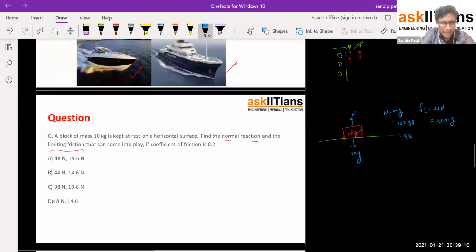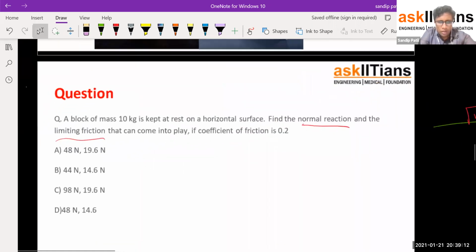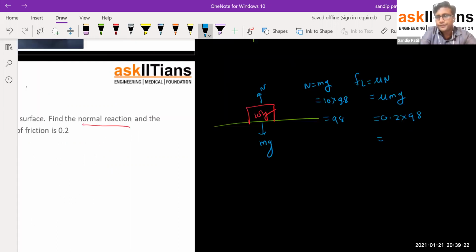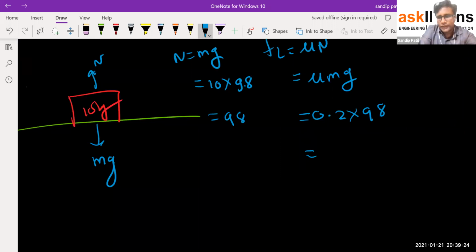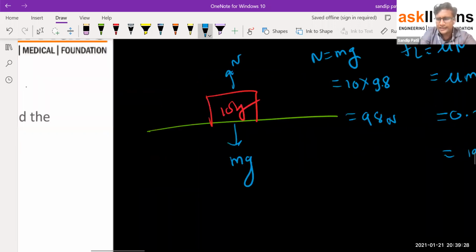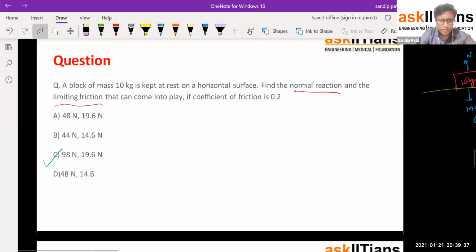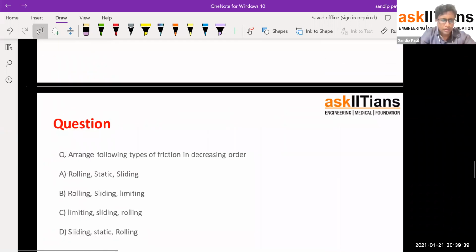Let's see whether we have 98 as an option. Yes, 98 is an option there. Also, mu mg will be how much? Mu is given as 0.2. 0.2 into 98. How much will it be? I think it will be 19.6. So normal is 98 and the limiting force of friction is 19.6. So let's mark this option, simple. Let's try to move to the next question.